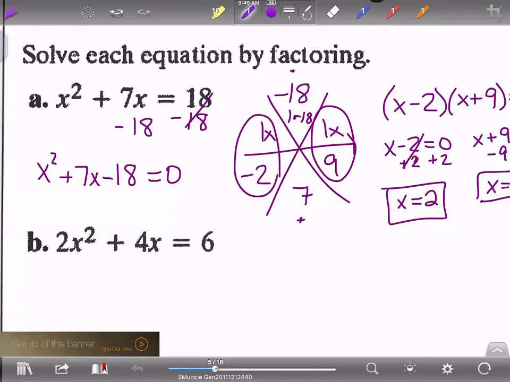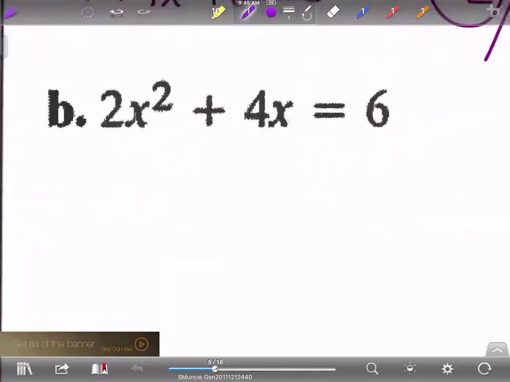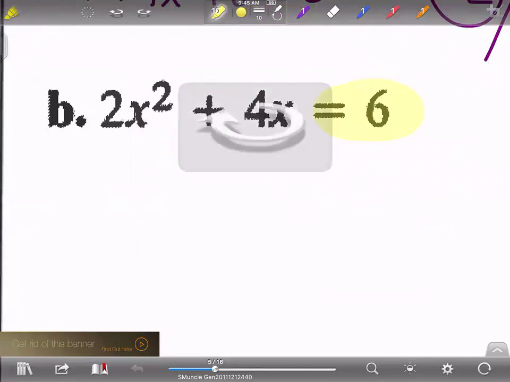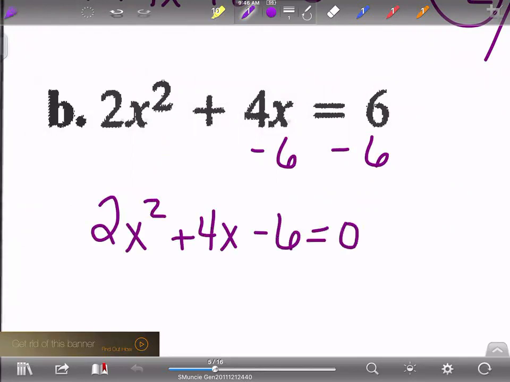Jump down to letter B. For letter B, first thing I hope stands out to you is that we have equals 6 instead of equals 0. So we want to get rid of that 6 by subtracting 6 from both sides. That gives us 2x squared minus 4x minus 6 equals 0.